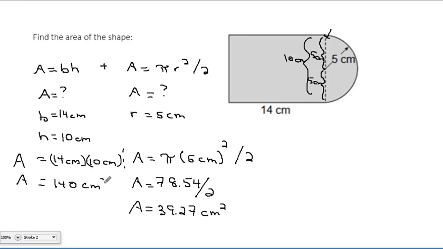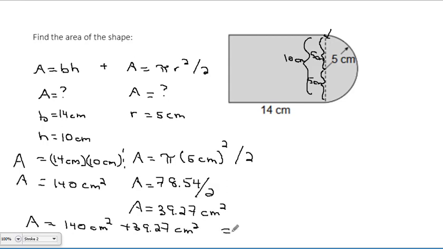So I needed to square this area up here. So combining the two, I'm going to get my area of the composite is equal to 140 plus 39.27. Combining those two, area is equal to 179.27 centimeters squared.